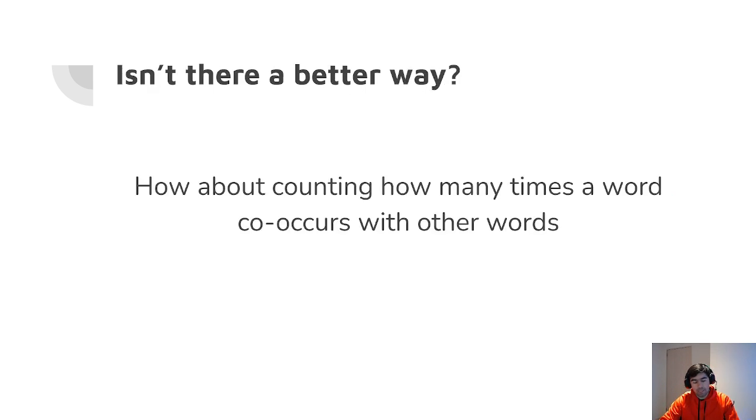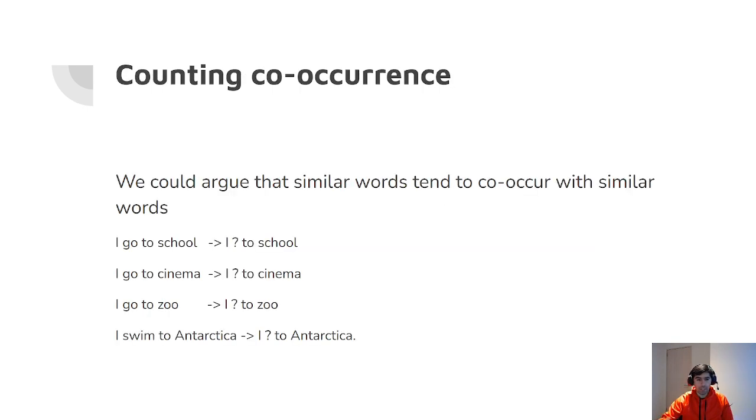All right. The natural question arises, well, isn't there a better way? Can't we do better? As it turns out, yes, there's a better way. How about we count how many times the word of interest co-occurs with other words? You could argue that similar words tend to co-occur with similar words, such as when you say, I go to school, I go to cinema, I go to zoo. We could argue that this word go tends to co-occur with a noun and a place. Somebody goes to somewhere.